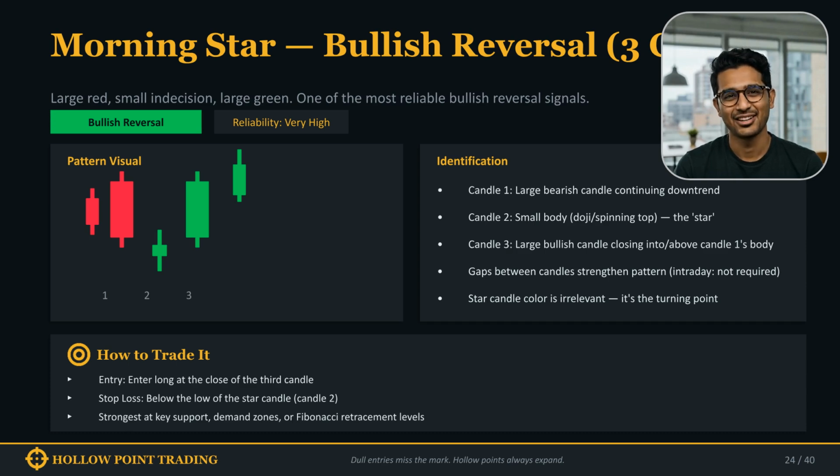The morning star is a highly reliable three-candle bullish reversal pattern. It consists of a large bearish candle, a small indecision candle, and a large bullish candle closing into or above the first candle's body. The small candle's color is irrelevant.